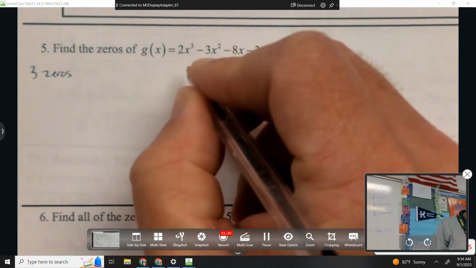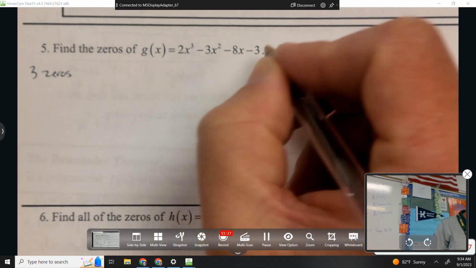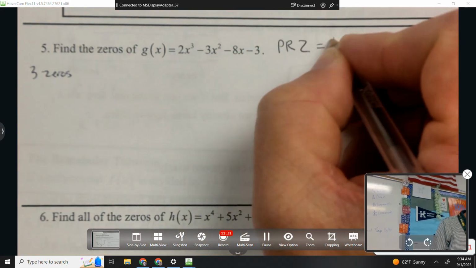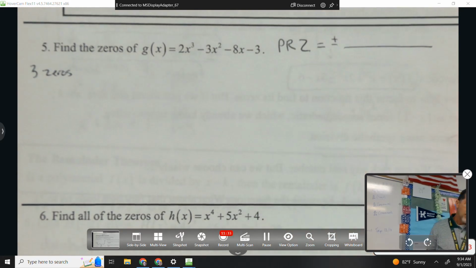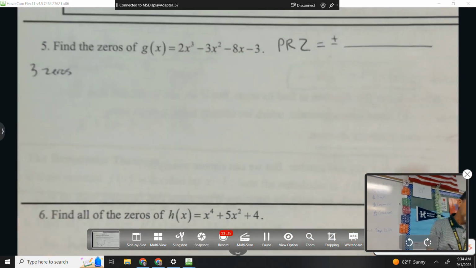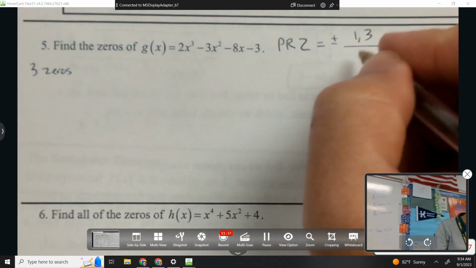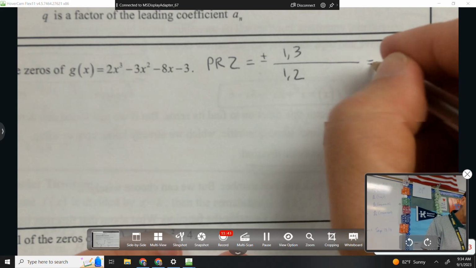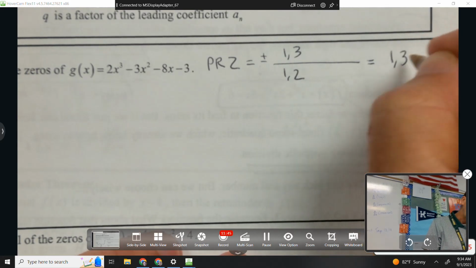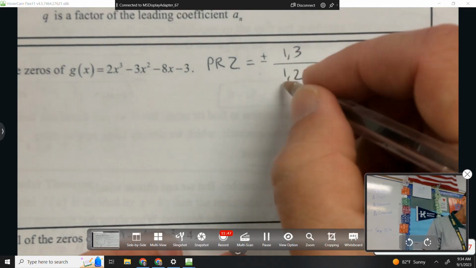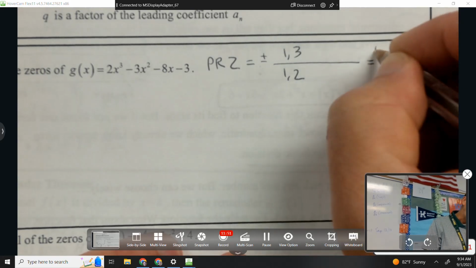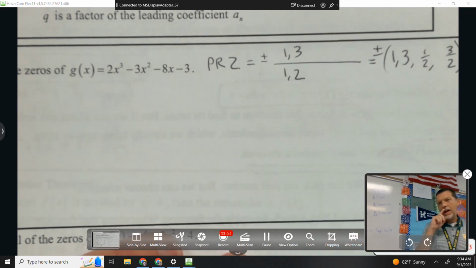I can't factor that. I mean, I could try, but it doesn't look good. So possible rational zeros, plus or minus. Is this the same one we were just looking at? Because factors of last are 1 and 3. Factors of first are 1 and 2. So my possibilities are 1 and 3, 1 over 1, 3 over 1, 1 half, and 3 halves. And all of those could be plus or minus. So yeah, I got 8 guesses.